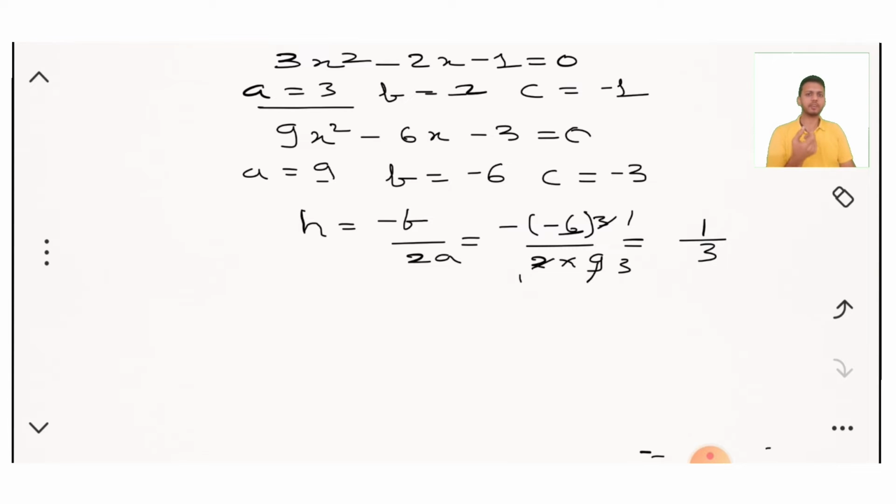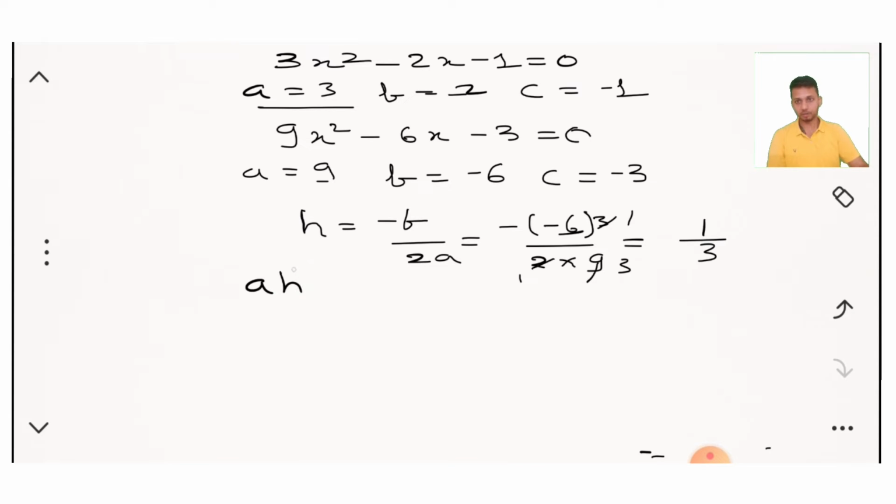Now here comes a very curious case. Whenever the value of a is given to us, there are many different kinds of quadratic equations. In this equation, the value of a is 9, which is greater than 1. Whenever the value of a is equal to 1, we apply a different kind of formula. But when the value of a is greater than 1, we have to apply some different formulas.